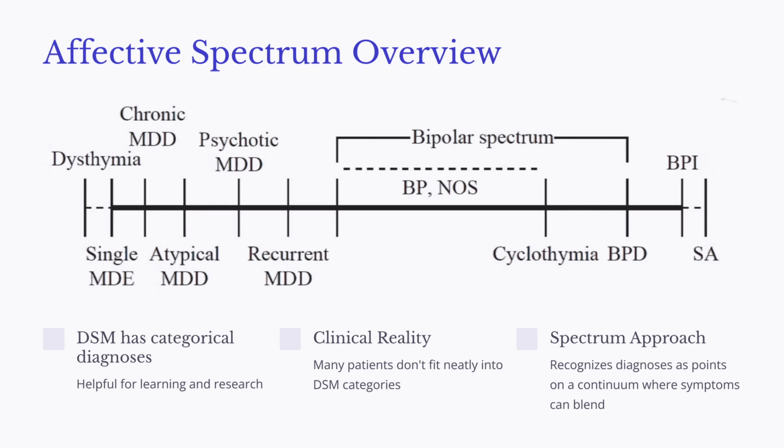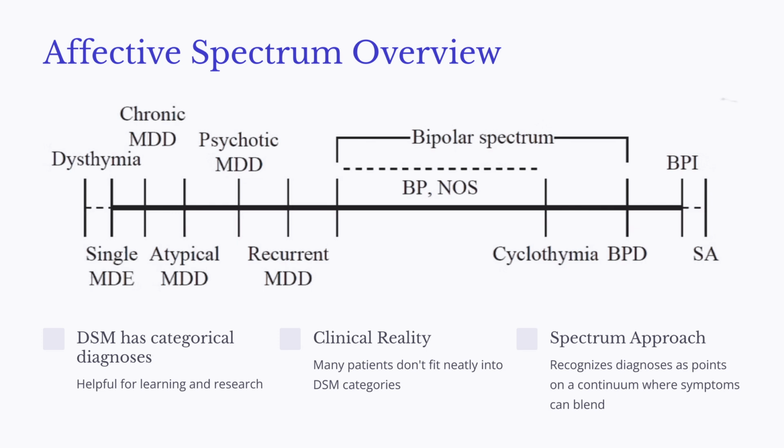So this model helps us recognize that patient symptoms can be a blend of different disorders, and we shouldn't try to shove them into a single diagnostic box. So I'm going to go through all the different diagnoses on these spectrums so you have a better idea and grasp of what's going on. But before we jump into that, let's discuss the importance of diagnosing mood disorders.